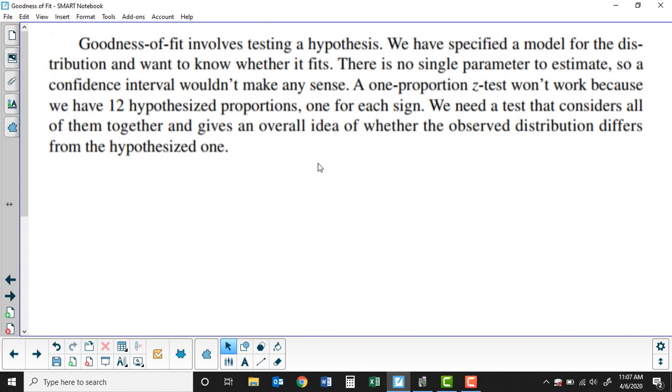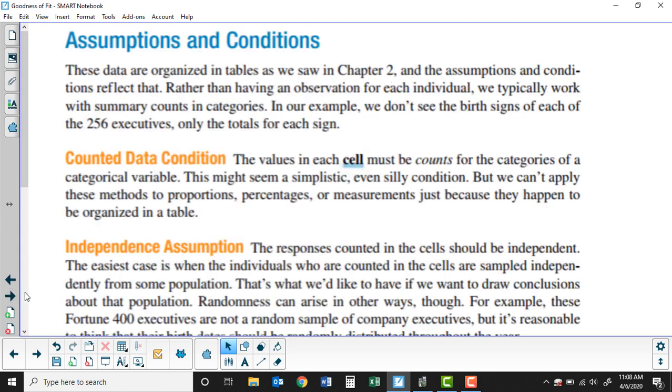It says we need a test that considers all of them together and gives an overall idea of whether the observed distribution differs from the hypothesized one. All right, so there are assumptions that we have to have for this particular thing. Luckily, there's not that many assumptions for this particular concept. First, we have to have counted data. It says that the values in each cell must be counts for categories. So we have to have categorical data.